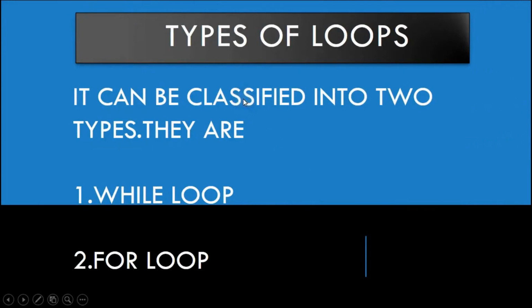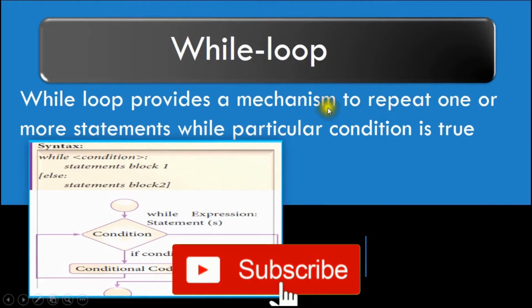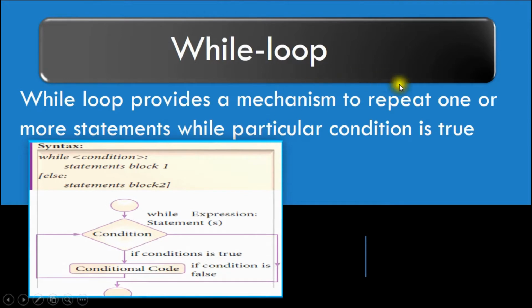Next, types of loops. They can be classified into two types: while loop and for loop. While loop provides a mechanism to repeat one or more statements while a particular condition is true. It's a repeated action. Syntax: while condition, statement block 1, else, statement block 2. Here the else part is optional. You may or may not use it in your program.